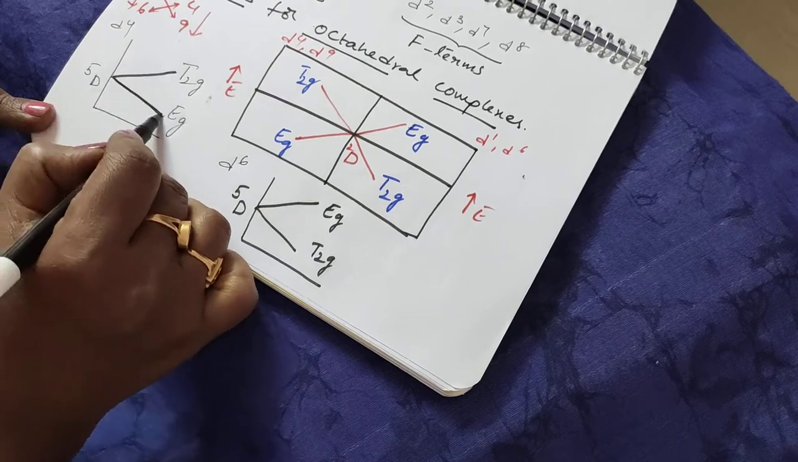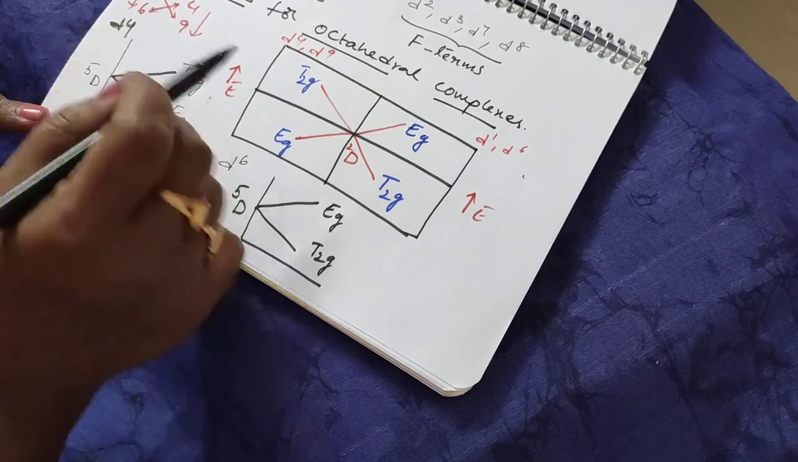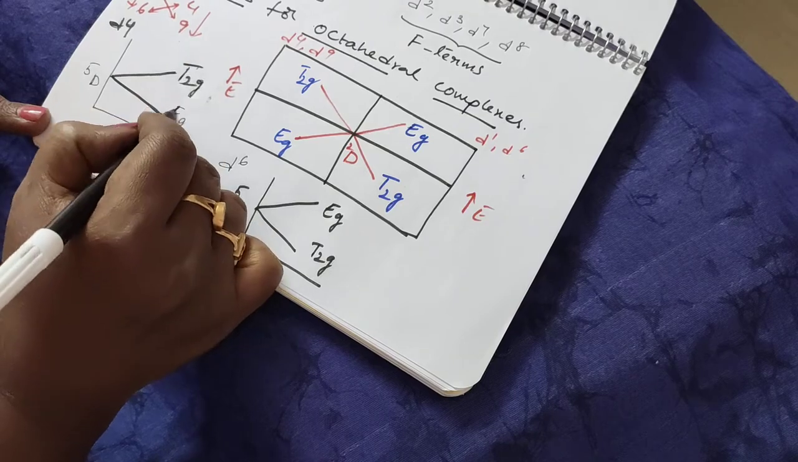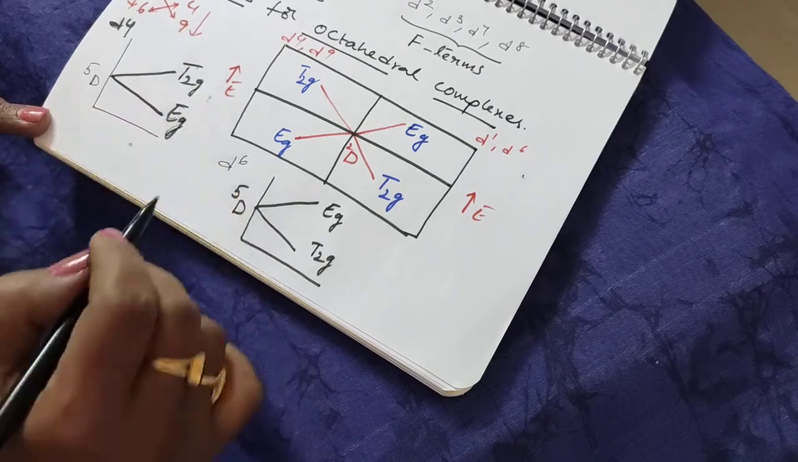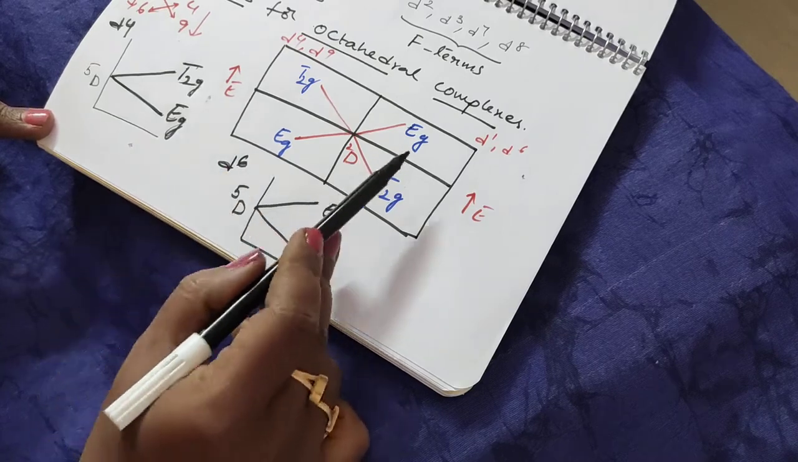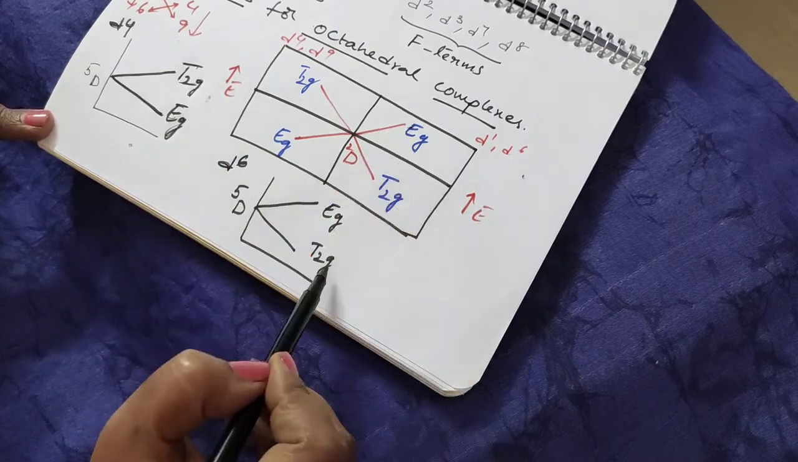For D4 it is this side, so that's why it is T2Z and EZ. For D6 it is the 5D ground state term, it is this side, so EG and T2Z.